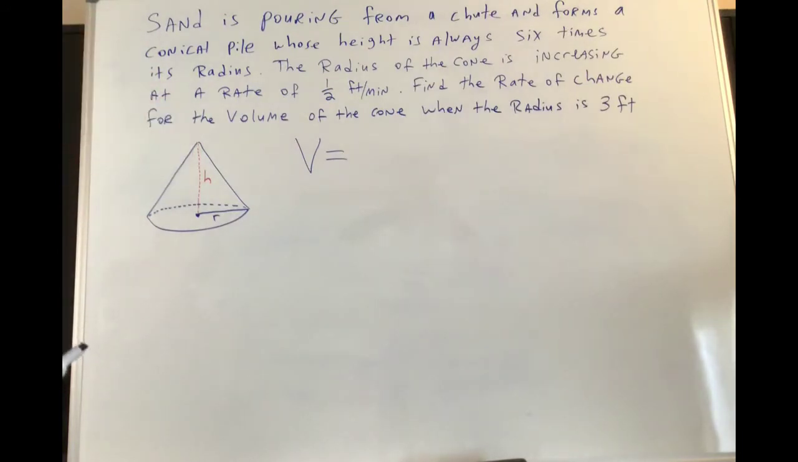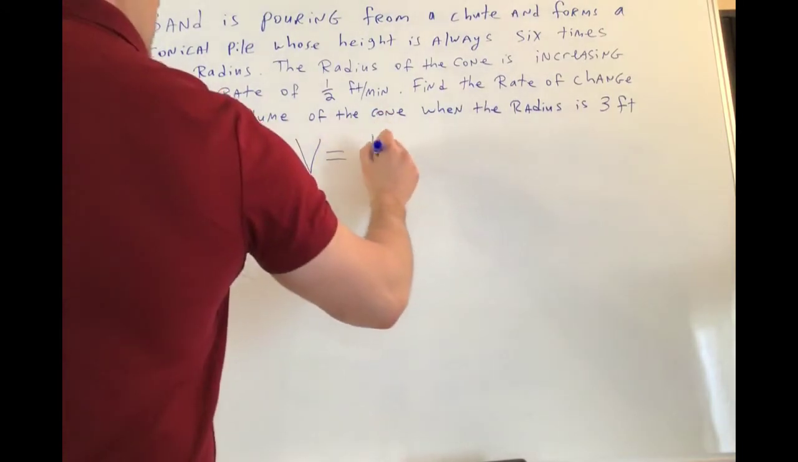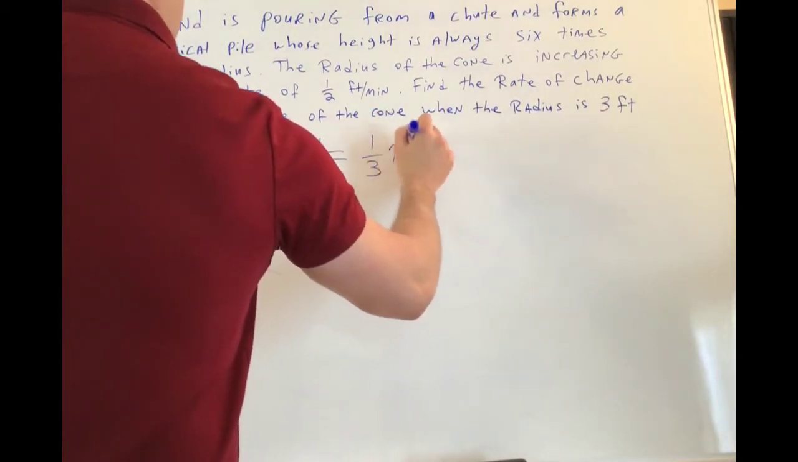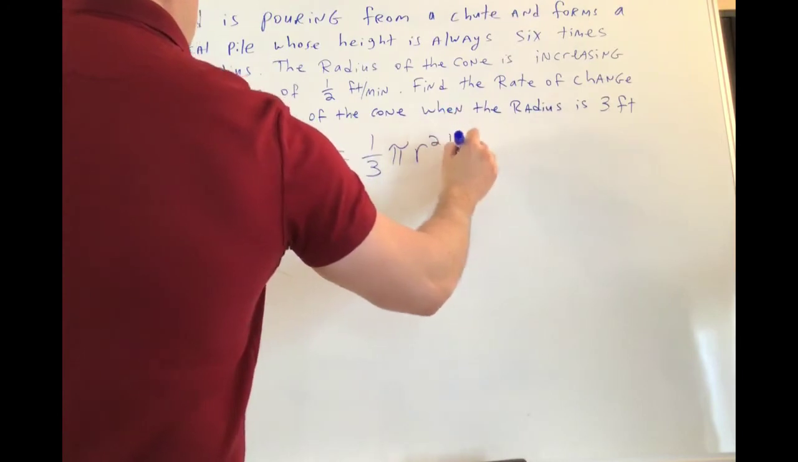This is one of the formulas they give you. This question does tend to show up on the department final, and they give you this formula. It is 1/3 pi r squared h.